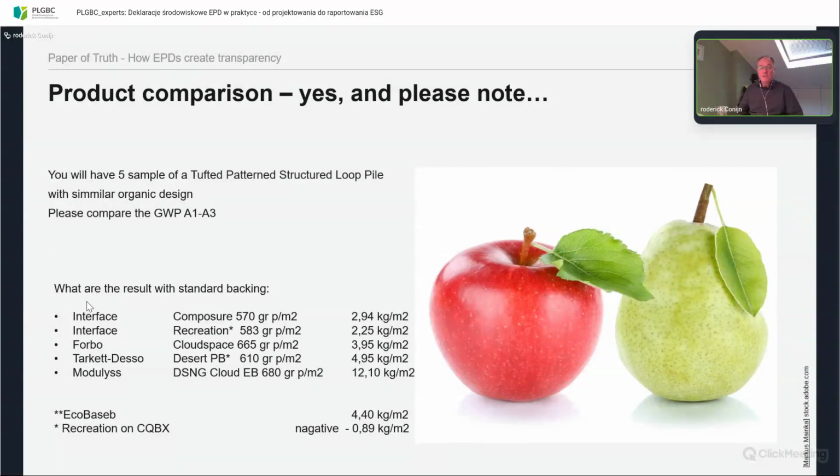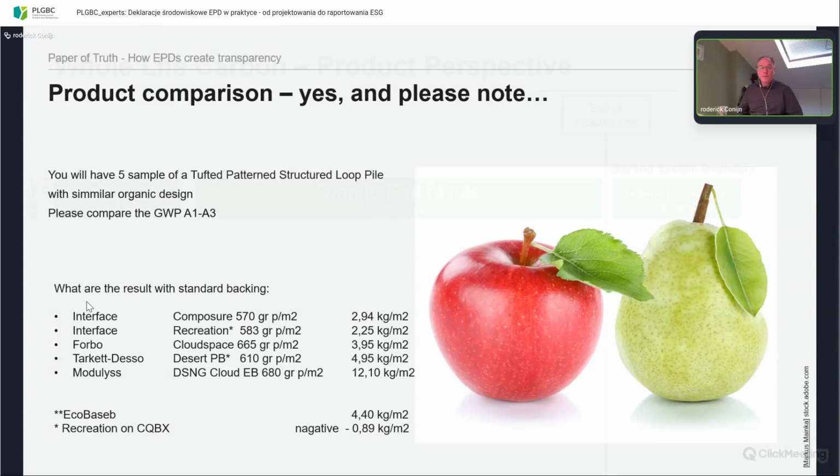And all this data which I've used is freely available on the internet from the websites of the different companies. So nothing which I've shown is not verified.